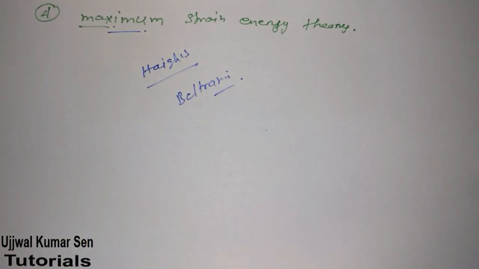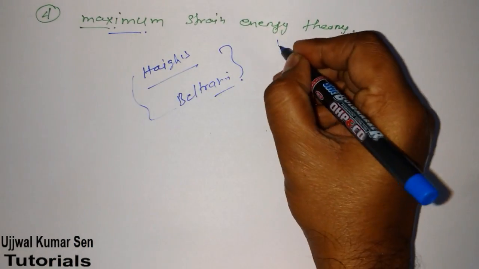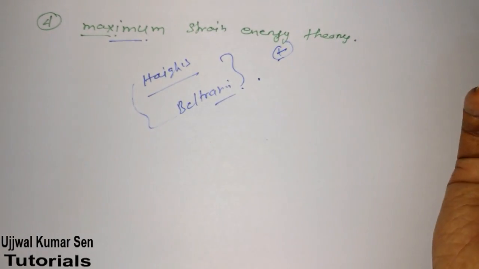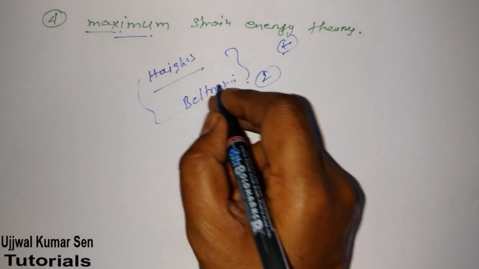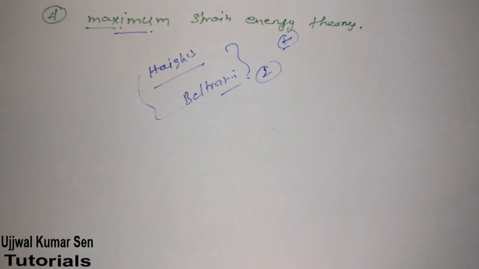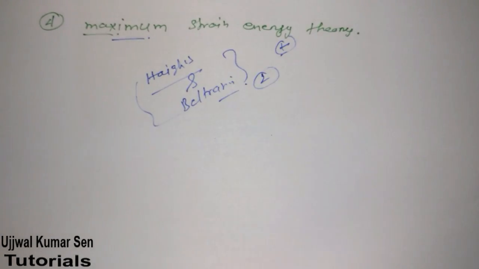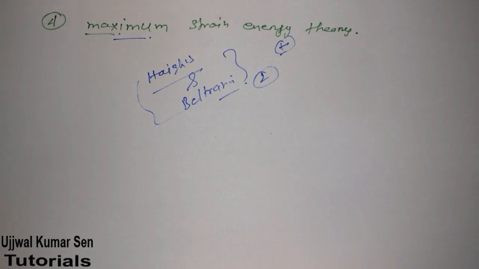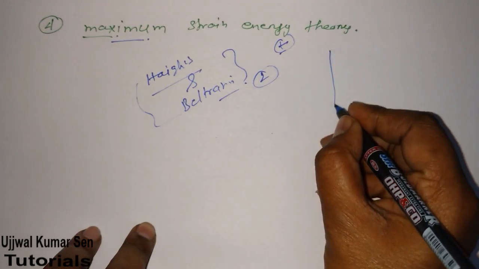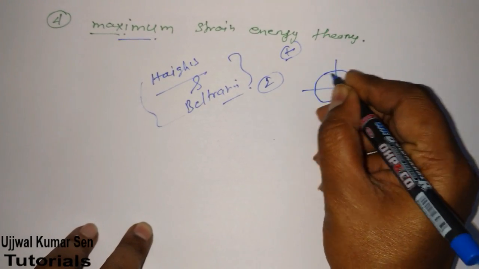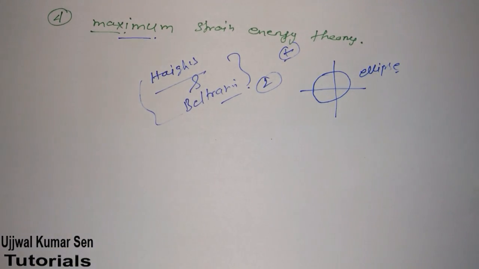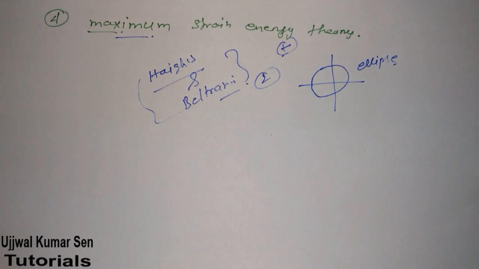So about these two names, what happened? First you need to remember the theory of failure name. Okay, that is obvious, you will remember. The second one is the other name of this theory. So this is known as Haigh and Beltrami theory, right? Now the graphical representation for this theory is an ellipse. So we represent this theory graphically as an ellipse, right?